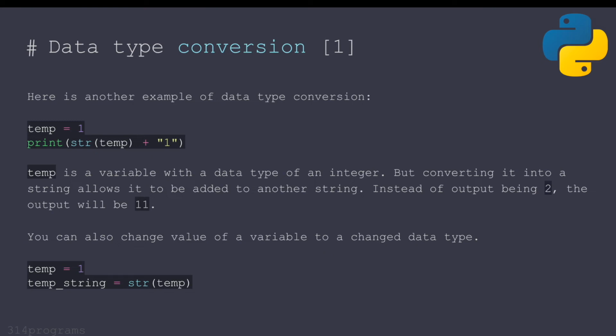You can also change the value of a variable to a changed data type. The variable temp has a value of 1 with a data type of an integer. The variable tempString stores the value of temp but in a string format.